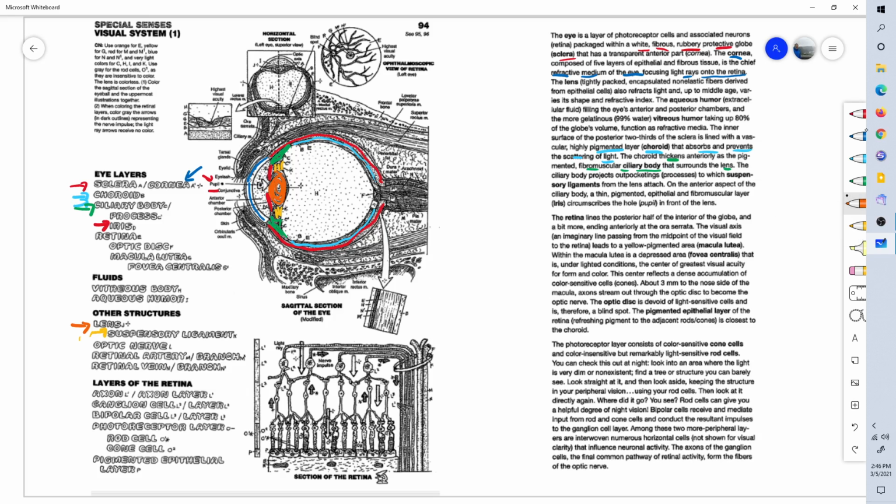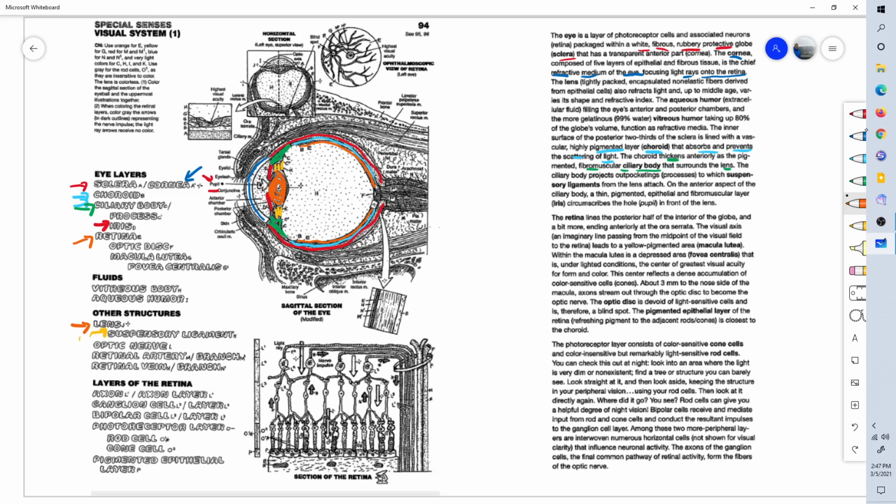The retina is the actual sensory organ, you could say, portion of the eye. This is the part that receives the visual stimulation and translates it through the optic nerve to the brain. And that's the innermost layer.